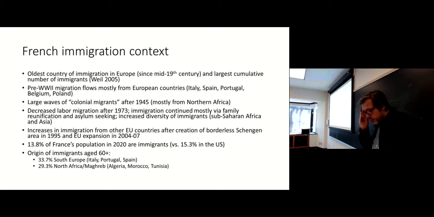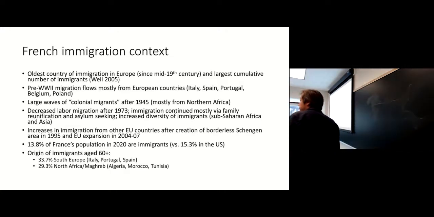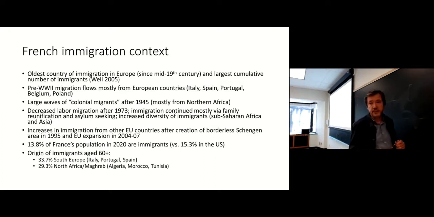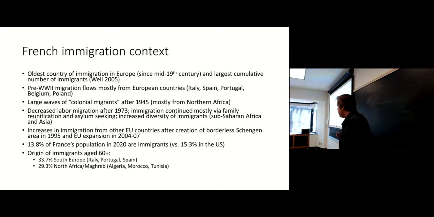We also see increases in immigration from other EU countries after the creation of the borderless Schengen area in 1995 and the EU expansion in 2004-2007. You can freely move within the Schengen area in Europe, and that led to an increase in proportion of immigrants in the country of France. So today we're talking about 13.8% of France's population that are immigrants. So we're not that far from what we see in the US, 15.3%.